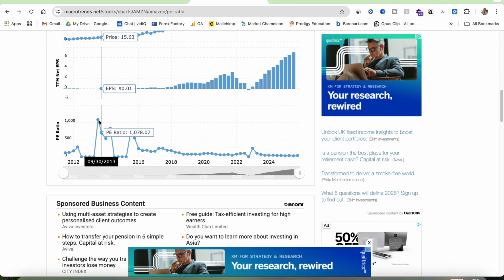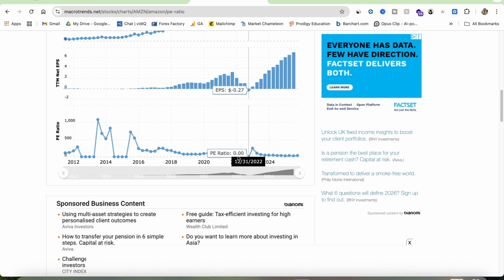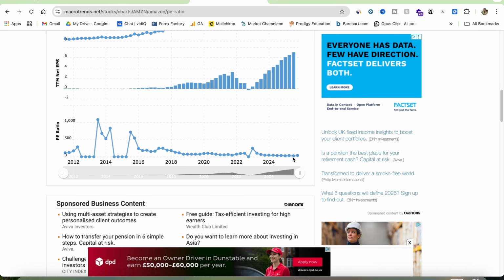Now, again, you can ignore random spikes like this. And again, you've got a negative one here. Their PE ratio is 0 because they had an EPS that was negative, so therefore there is no price to earnings ratio. I like to just look at the last few months here to see how things are going.